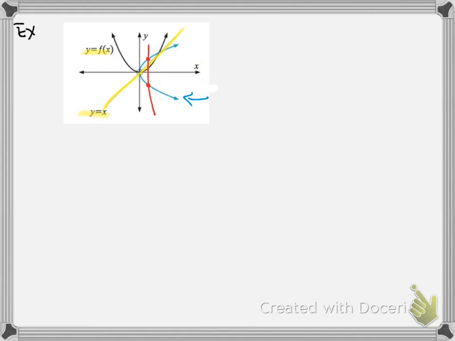It's not a function. And we could have predicted that by looking at the original function, the parabola, using the horizontal line test and seeing that a horizontal line passes through more than one point. So that predicted that our inverse would not be a function.